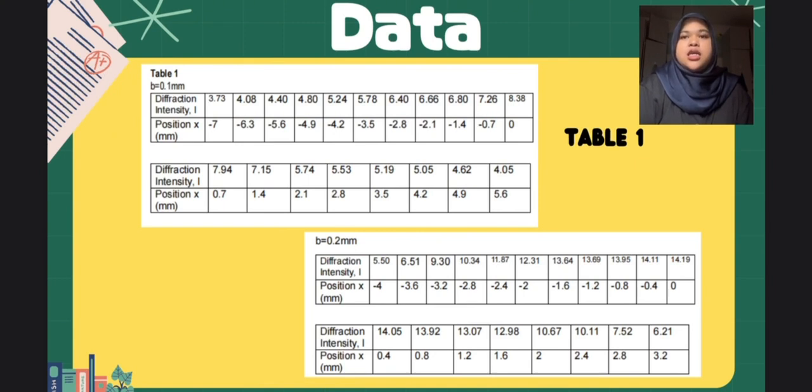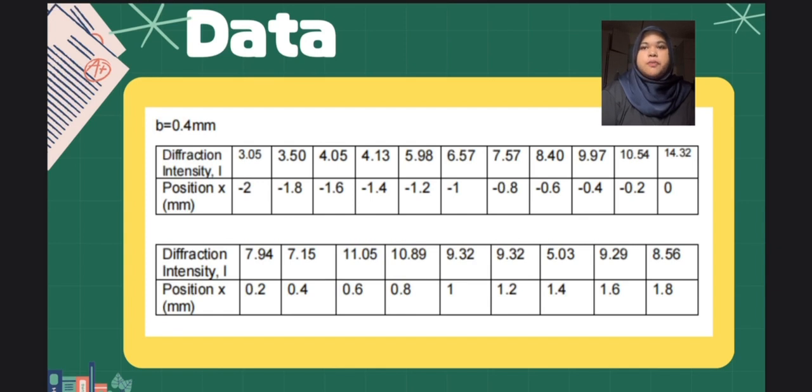The position indicates the spatial location on the screen where diffraction intensity is measured, with x equal to 0 in the central maximum. The diffraction intensity varies depending on the position.